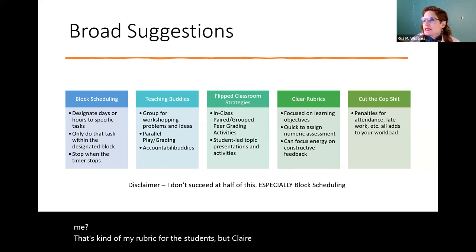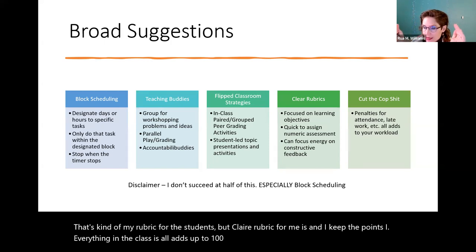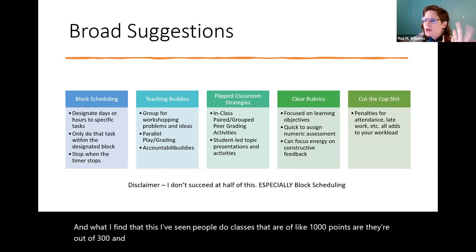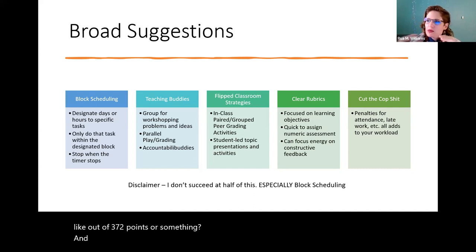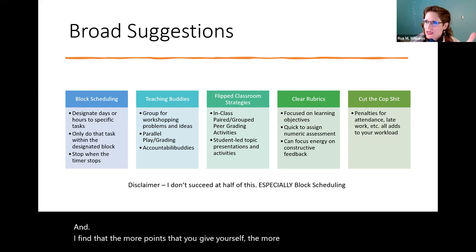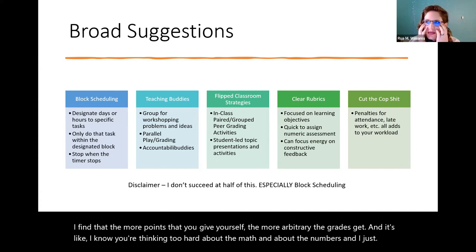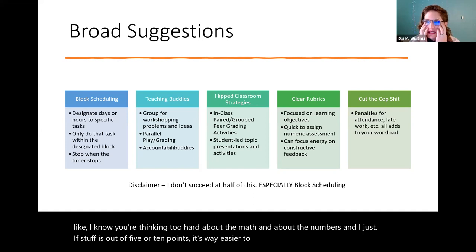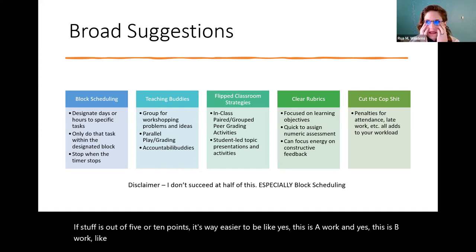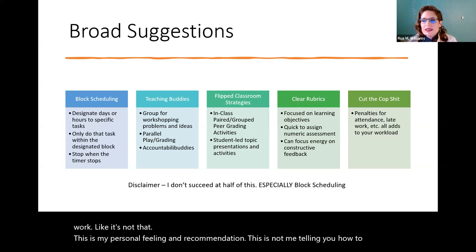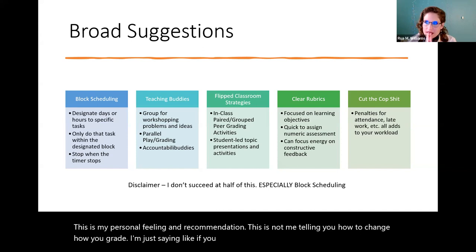The clear rubric for me is, and I keep the points, everything in the class adds up to 100 points. I've seen people do classes that are out of 1,000 points or out of 372 points or something. And I find that the more points you give yourself, the more arbitrary the grades get, and you're thinking too hard about the math and the numbers. If stuff is out of 5 or 10 points, it's way easier to say, yes, this is A work, and yes, this is B work. This is my personal feeling and recommendation. This is not me telling you how to change how you grade. I'm just saying, if you can identify what makes A, B, C work, then you don't have to think so hard.